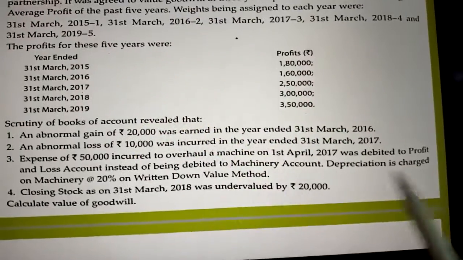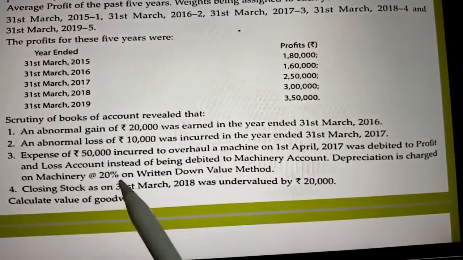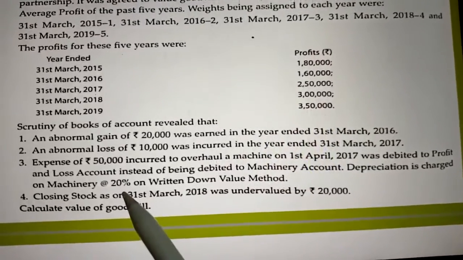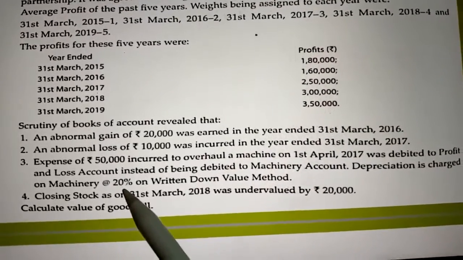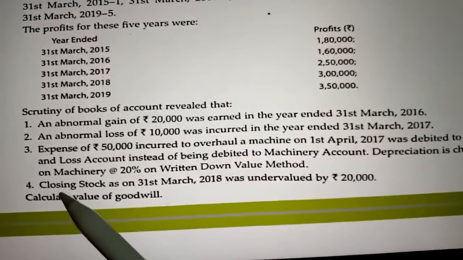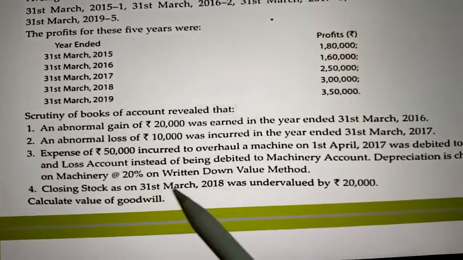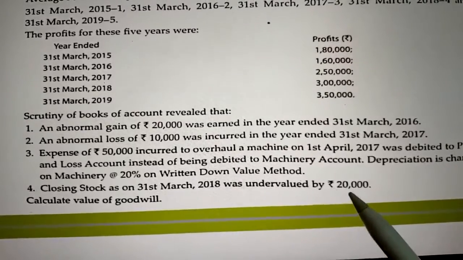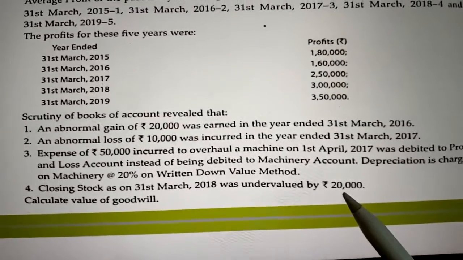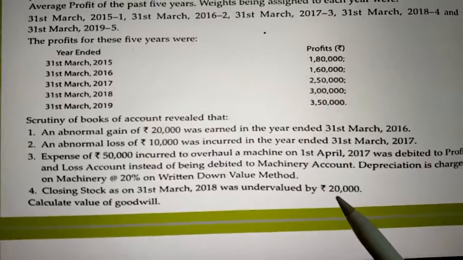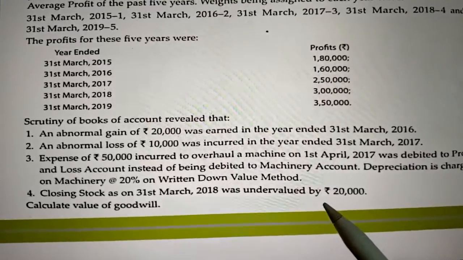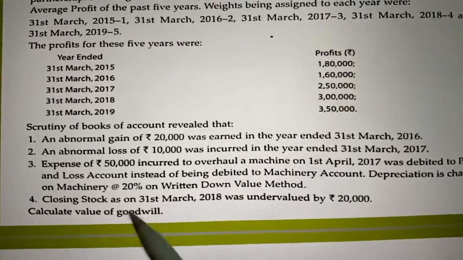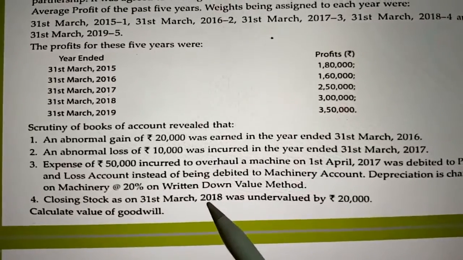Depreciation is charged on machinery at 20% on written down value method, and the depreciation should also be charged at the rate of 20%. Closing stock as on 31st March 2018 was undervalued by rupees 20,000. Closing stock is undervalued, so it means profits are shown less. So it should be added to the profits of 2018.